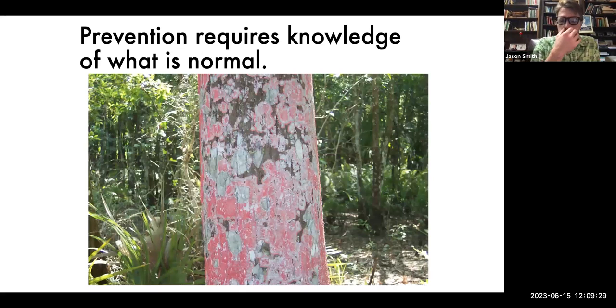So prevention requires knowledge of what is normal. It's really, really critical. If you're going to try to understand what's going on and diagnose something, you need to understand what's considered to be normal, in quotes. In other words, what is normal phenology for the host? Does a species you're looking at normally shed leaves at a certain time of the year? Does it normally have lichens on the bark like we're seeing here?